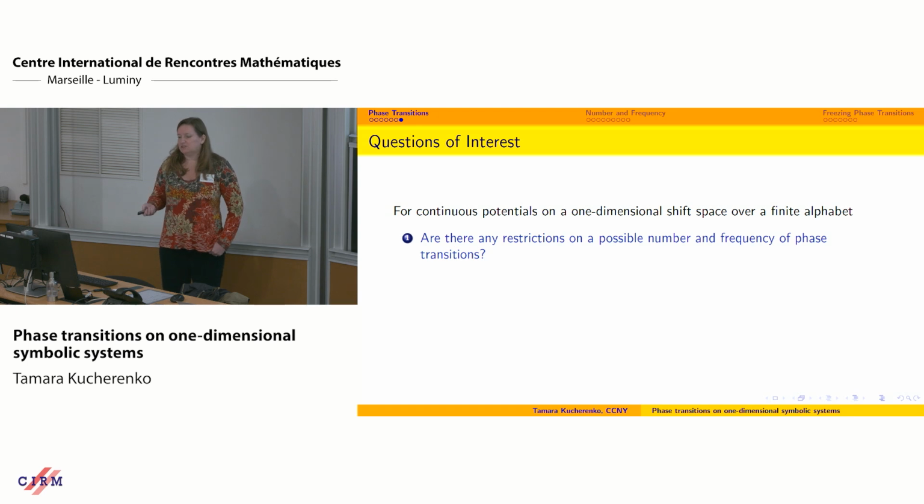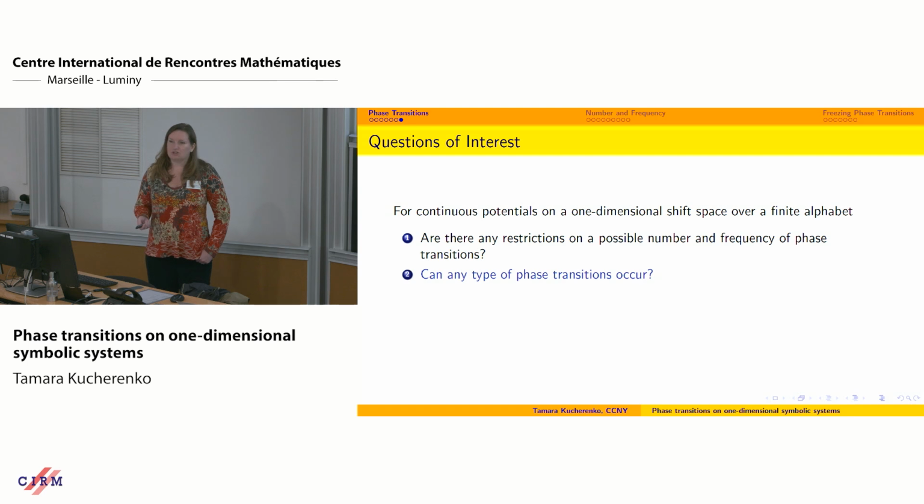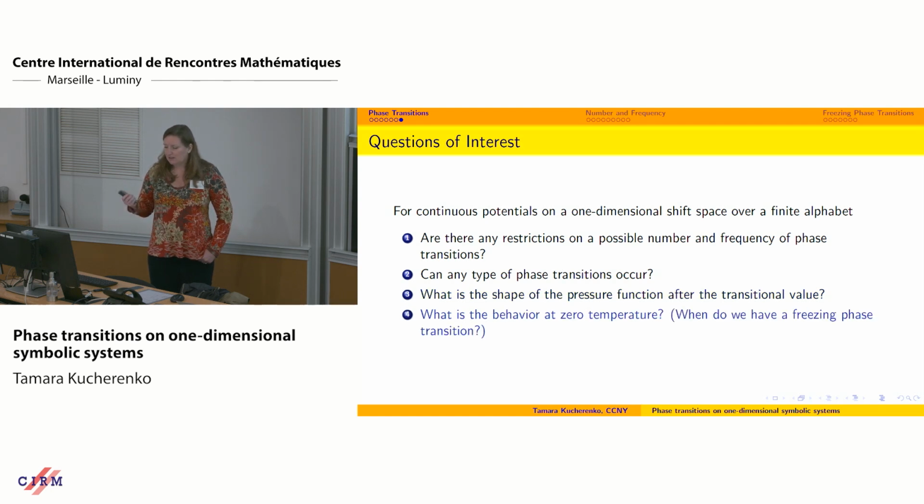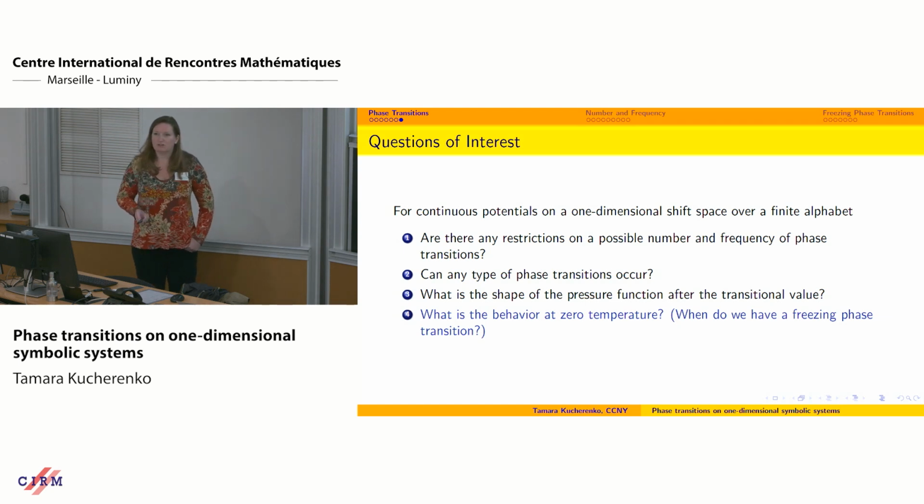We are interested to know whether there are any restrictions on the possible number or frequency of phase transitions. So how many are there? How often can they happen? Another question is whether any types of phase transitions can occur for continuous potentials. What is the shape of the pressure function after a transitional value? And finally, what is the behavior at zero temperature? I will try to answer most of these questions for continuous potentials.